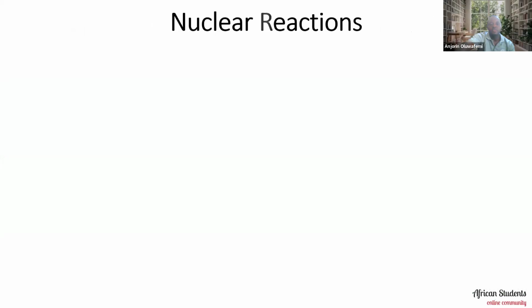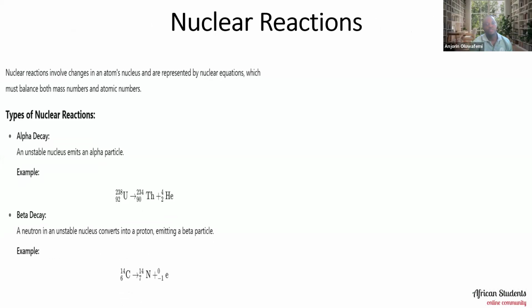All right. So let's look at nuclear reactions now. Nuclear reactions involve changes in an atom's nucleus and are represented by nuclear equations, which must balance both mass number and atomic number. Nuclear reactions are similar to normal chemical reactions. You must ensure that there's a balance between the reactant side and the product side. There must be a balance in the mass number, and there must be a balance in the atomic number.